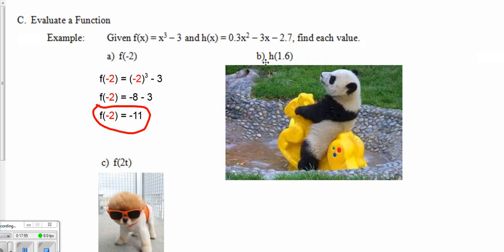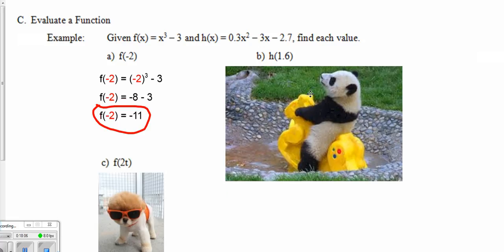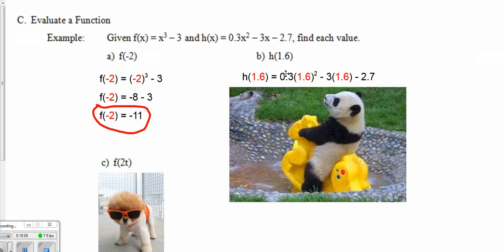Same thing for b. We have h of 1.6. You might need to use a calculator on this one, and that's okay. We're going up to this equation and just replacing all of the x values with 1.6. So h of 1.6 means 0.3 times this amount in parentheses, 1.6 squared, minus 3 times this amount, 1.6, and all of that minus 2.7. Now remember your order of operations. When we have an exponent here, we need to do 1.6 squared first, then we'll multiply it by 0.3.